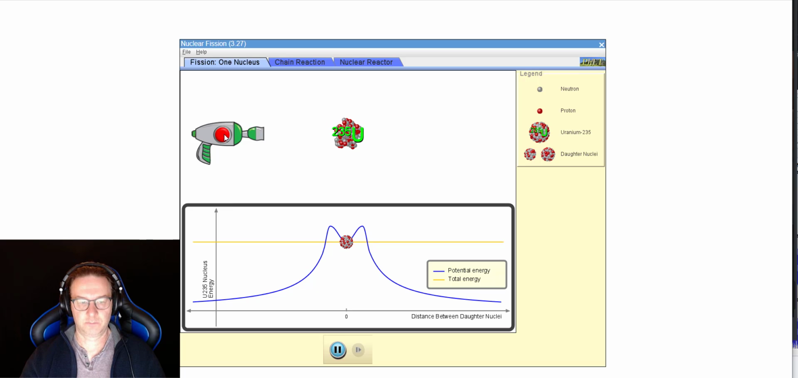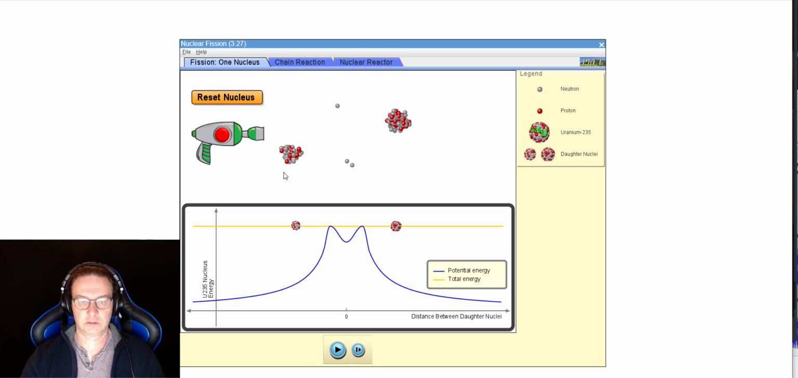We'll do that one more time, launching a neutron at the uranium-235. There's the result.